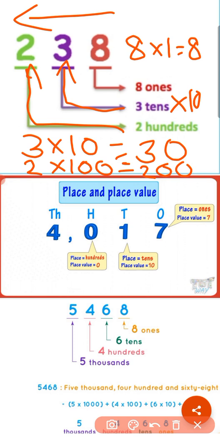When we multiply 2 by 100, first you write 2, then put 2 zeros. So these are the place values of the digits in the given number 238. 8 is in ones place, so its place value is 8. 3 is in tens place, so its place value is 3 into 10, 30. 2 is in hundreds place, so its place value is 2 into 100, 200.